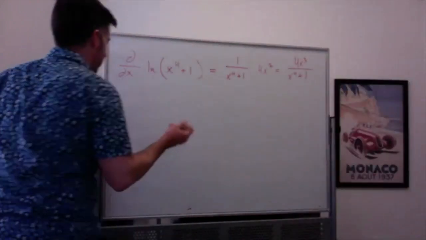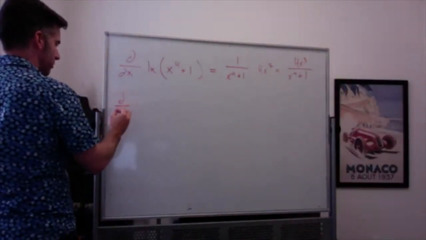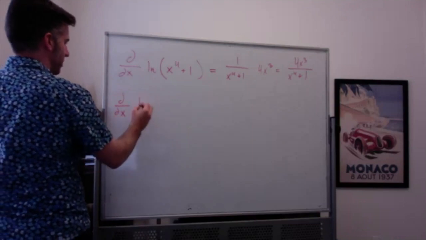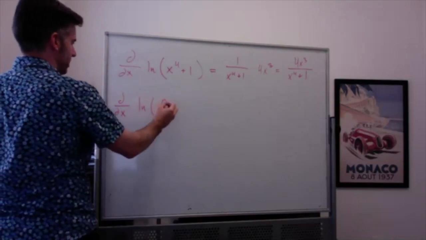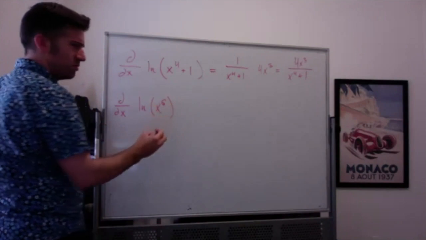On the other hand, I do want to point out a slightly different problem. What if I take the derivative of the natural log of, I don't know, x to the 6th?